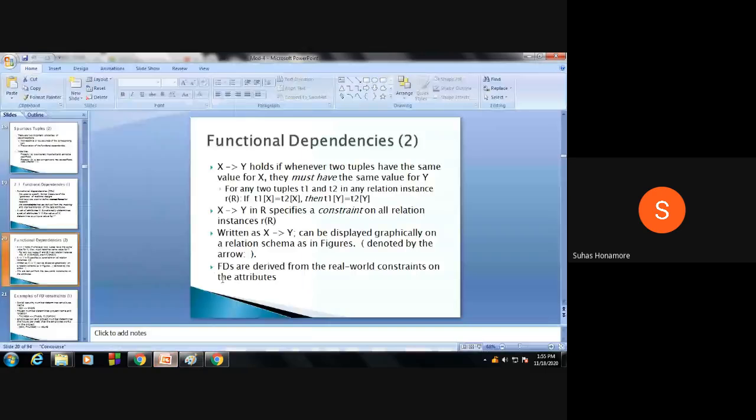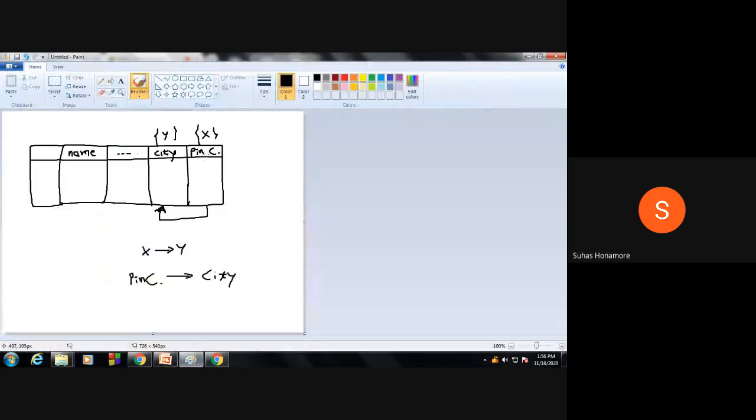Normally we write it as X arrow Y. Internally, we are putting some kind of constraint on our relation instances. Here the constraint is that the city is completely dependent on the pin code. Whatever city name we write is dependent on the pin code number. Like that we can say it.